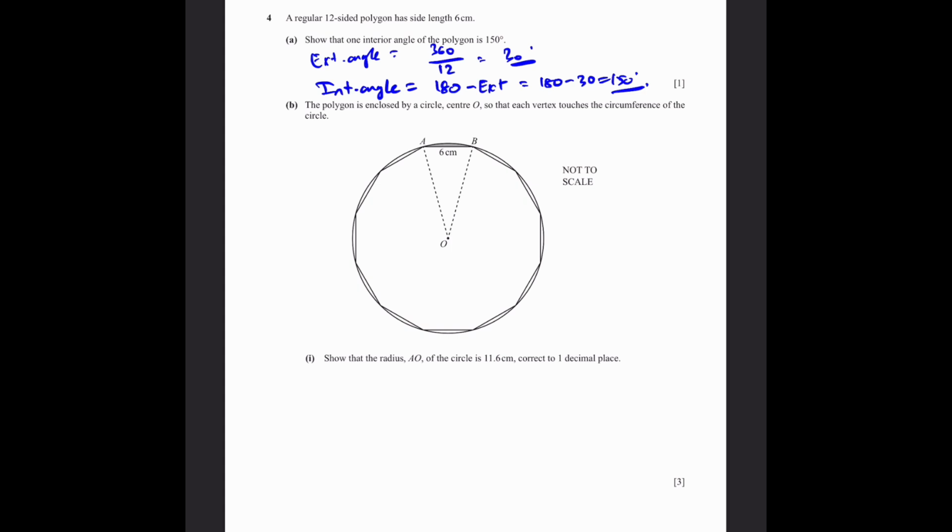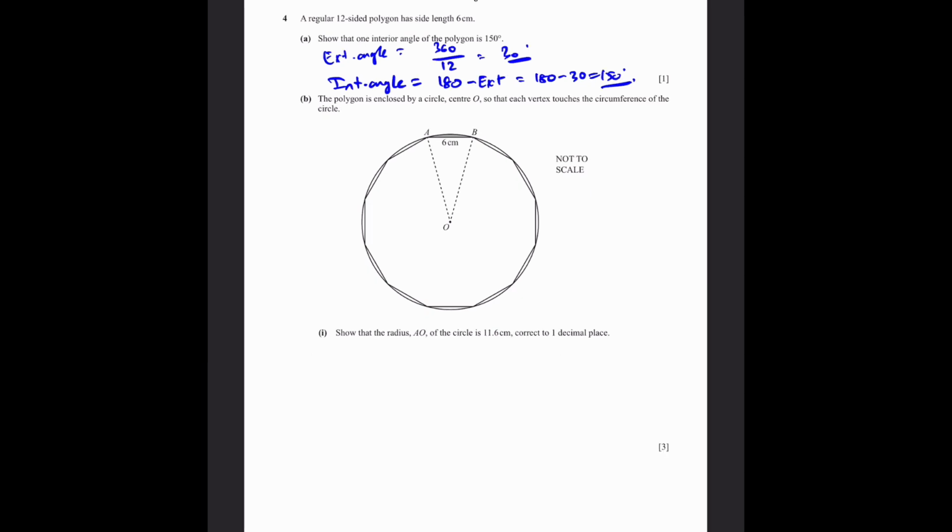B. The polygon is enclosed by a circle center O so that each vertex touches the circumference of the circle. 1. Show that the radius AO of the circle is 11.6 centimeters to 1 decimal place. Well, we know that this angle is 30 degrees and this is 6 centimeters because that's the side length of the polygon. Now this is the radius AO, and these two angles are going to be equal because OA and OB are both radii, so the triangle formed by two radii and a chord will be isosceles. So angle OAB is equal to angle OBA, and that'll be equal to 180 minus 30 divided by 2, which is 75 degrees.